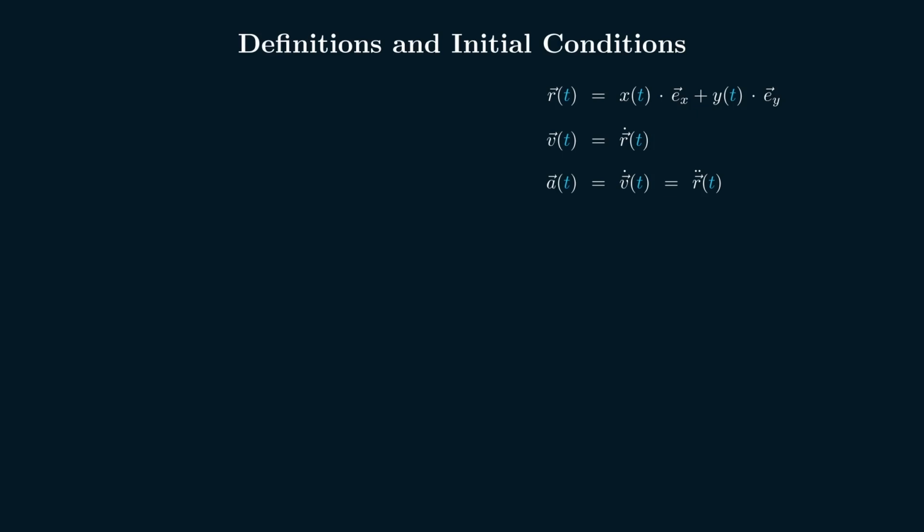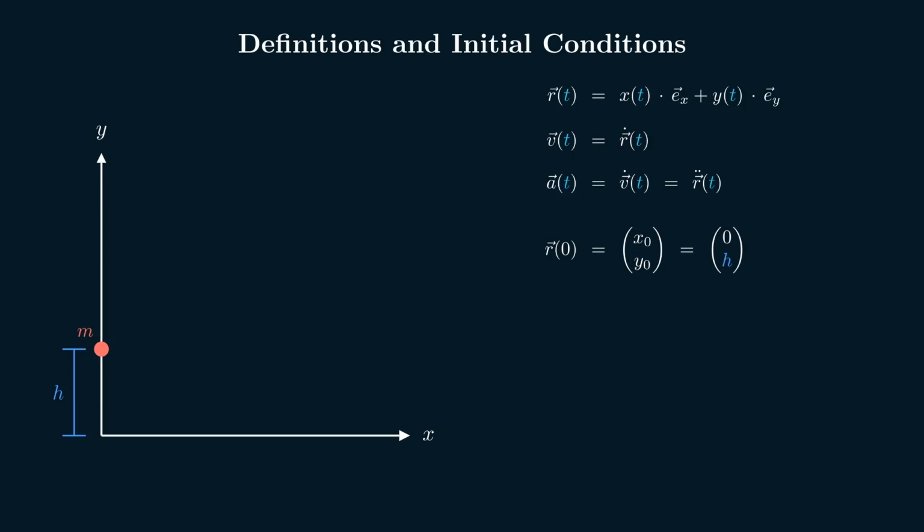Once again, we use a coordinate system in which y represents the height and x the distance from the launch point. Our projectile with mass m is launched from a height h. The initial position r at time t equals 0 is therefore (x0, y0), where x0 equals 0 and y0 is equal to the height h.